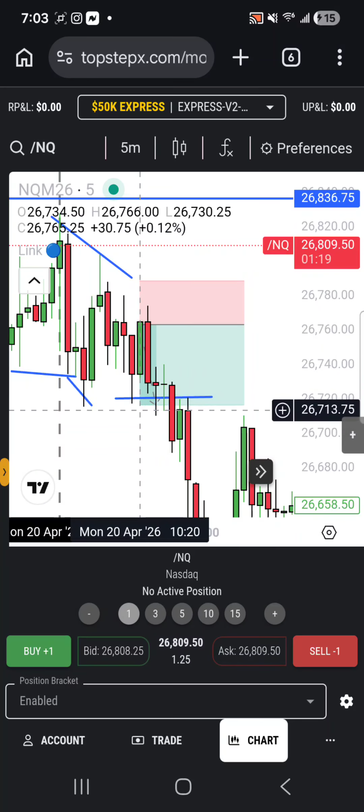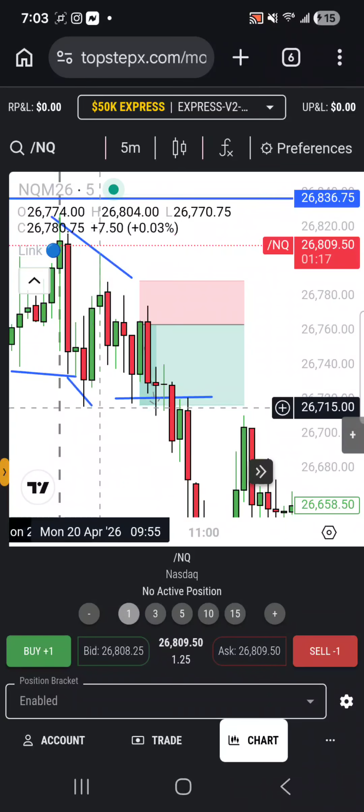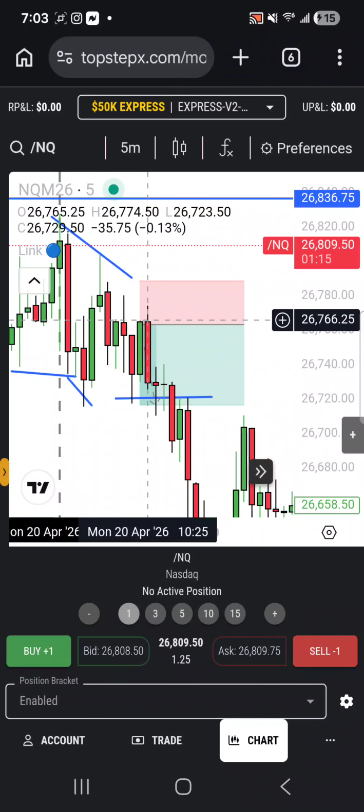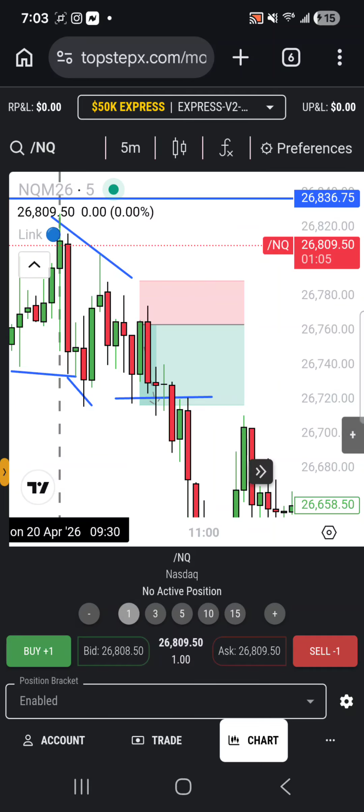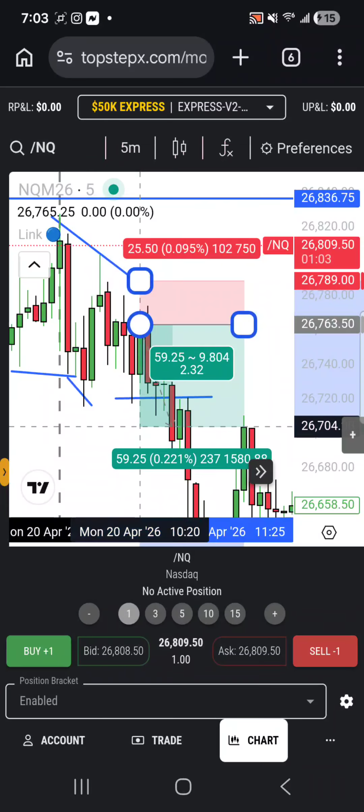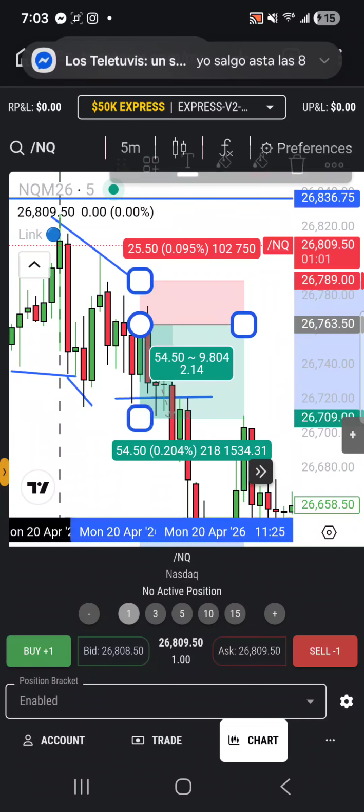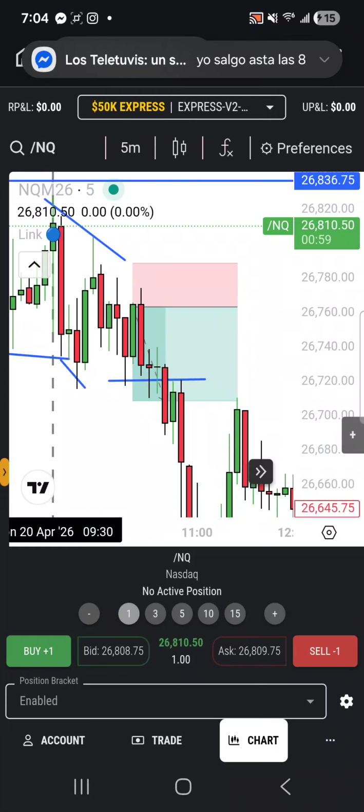So I was waiting for it, and I saw that we did not take this low. I was like, okay, whenever it goes back up, I will go into a trade, and I did take it. I entered right there, putting my stop loss above here, and my take profit was down here, literally down there.